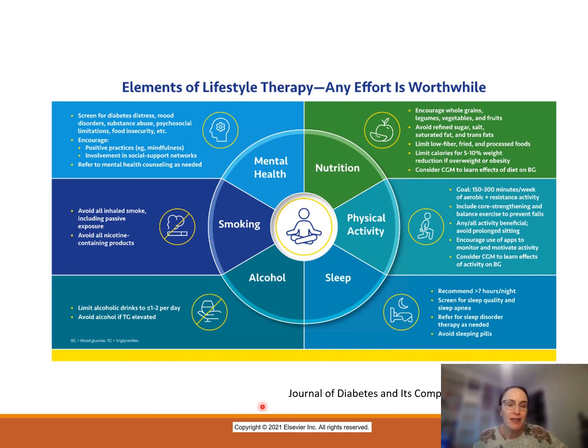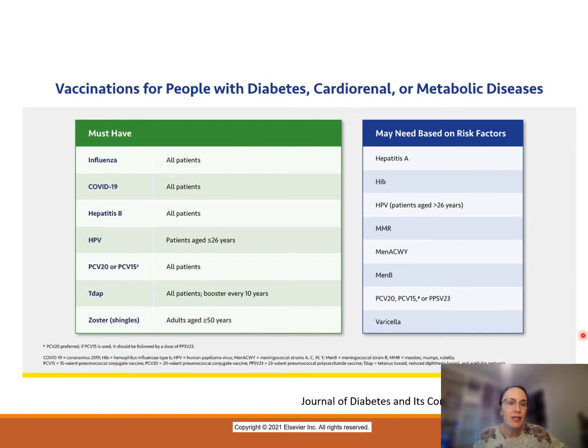And then really trying to limit alcohol, especially avoiding it if triglycerides are elevated. Encourage good nutrition if possible, physical activity, and sleep. I threw on here some vaccinations for people with diabetes because I just think they're important to have. We want our patients to have COVID-19, Hep B, HPV, and then you're looking at your pneumonia, your Tdap, and your zoster. And then depending on their risk factors, there are some additional things here that they may need.